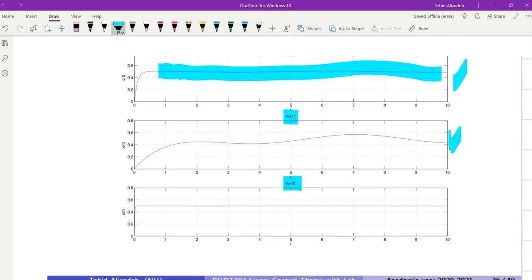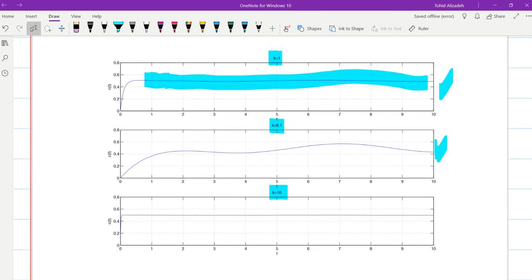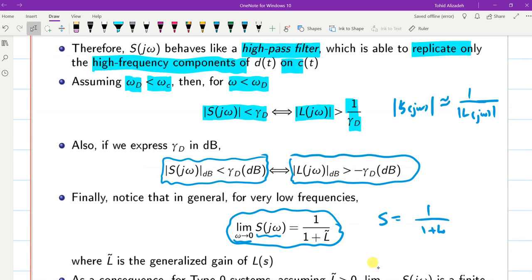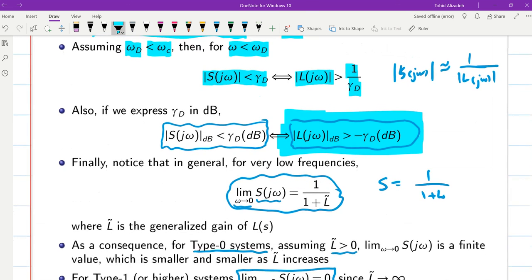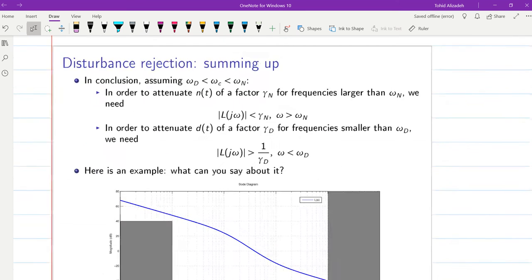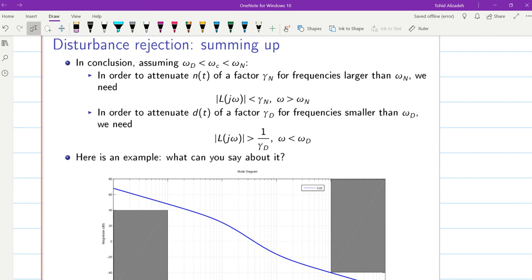So in terms of rejecting the disturbance, we would like to have higher values for the amplitude at low frequencies. This is what we desire, because we have it over here. We need to have the amplitude of L of j omega bigger than minus gamma d. So the bigger the value of L of j omega at low frequencies, the better for us in terms of disturbance rejection.